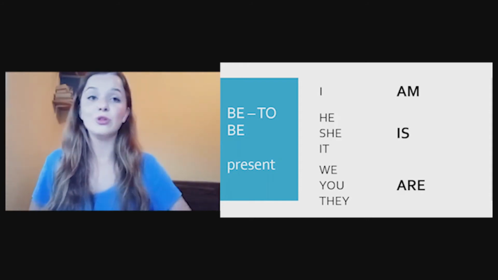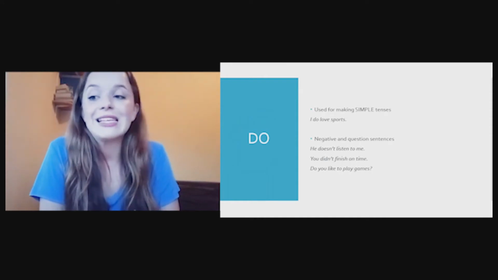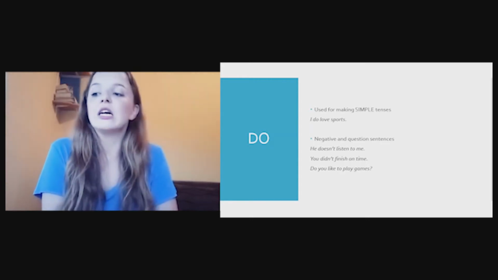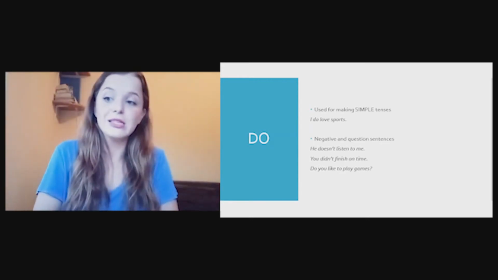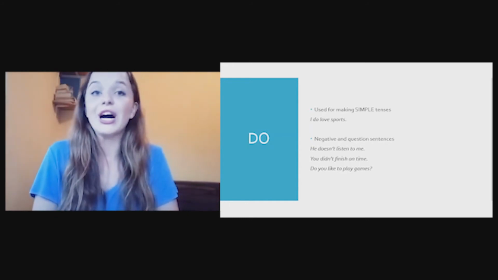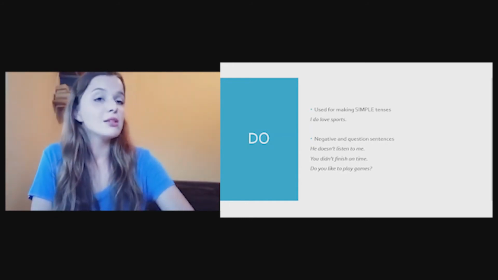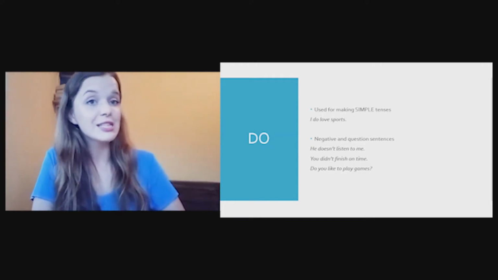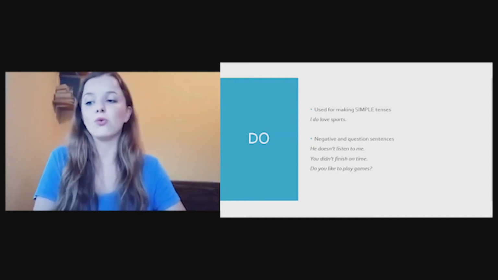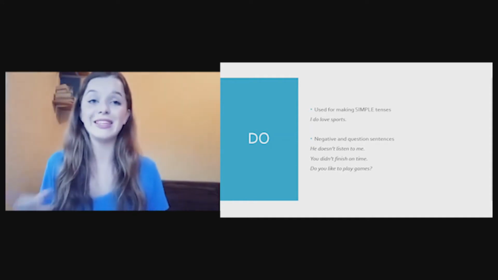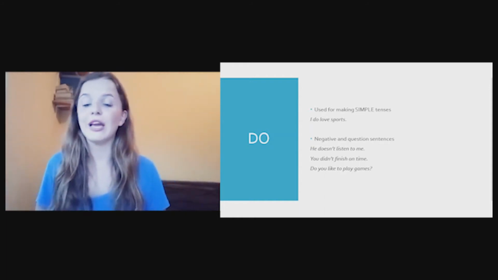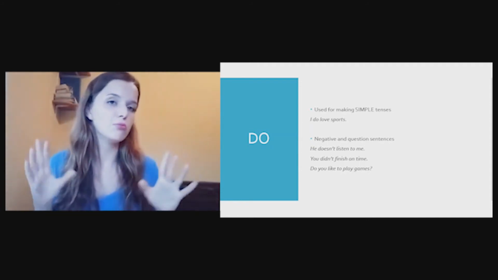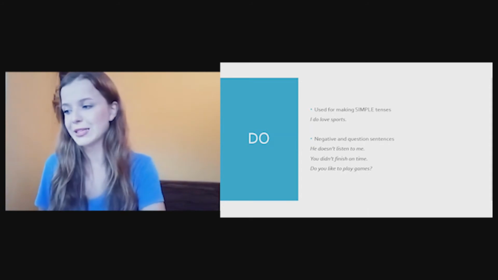Then we have do. Do is used to make simple tenses. As to be was used to form progressive tenses, do is used to form simple tenses. And we have this example here: I do love sports, but it's in the simple tenses. Do we usually bring up when we want to make negative sentences or when we want to make questions. So, he doesn't listen to me, you didn't finish on time, or do you like to play games? So as you can see, negatives or questions in both of the simple tenses, so present or past.